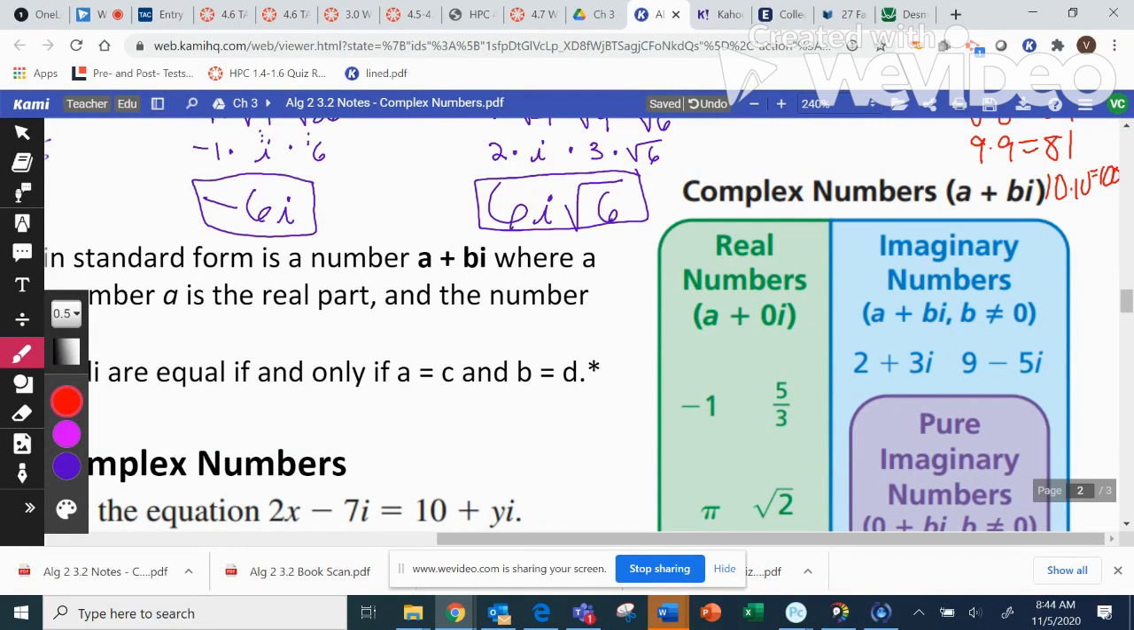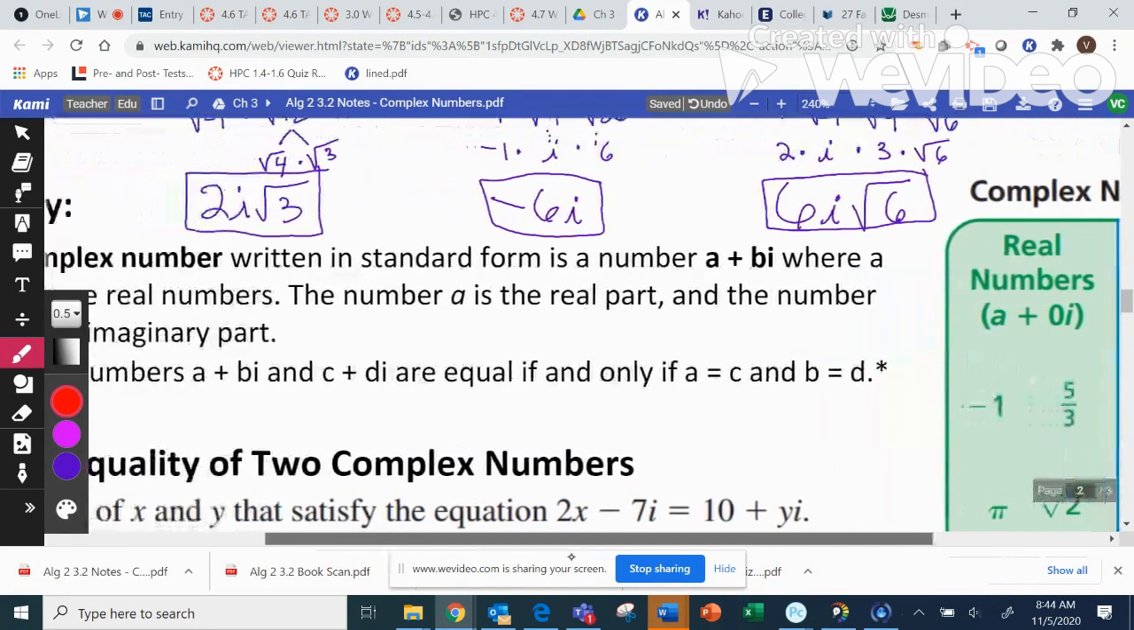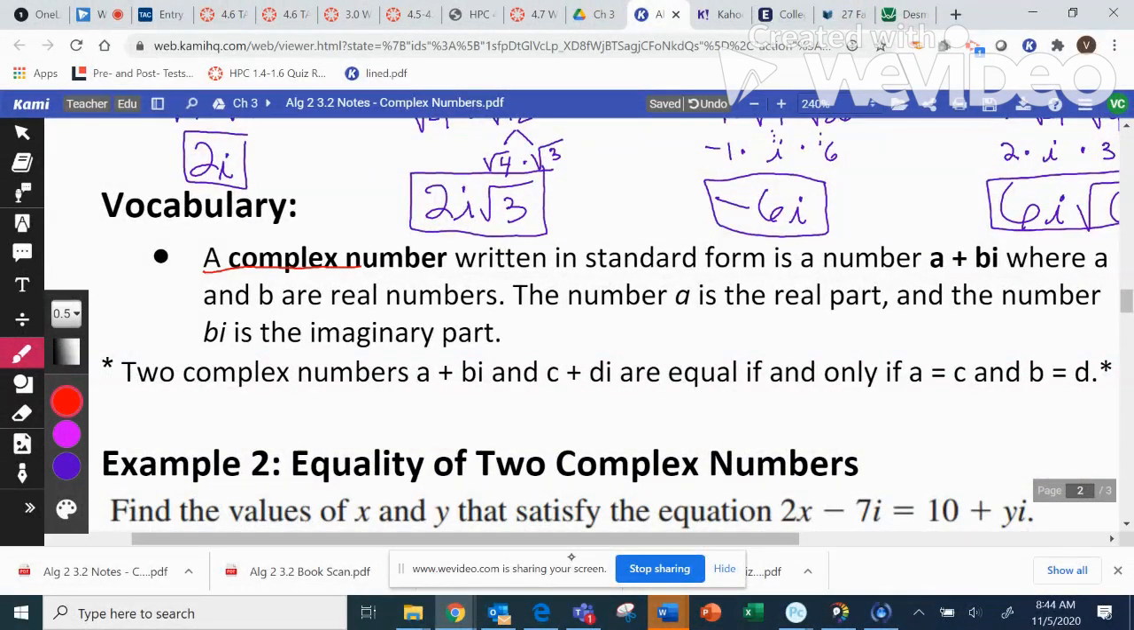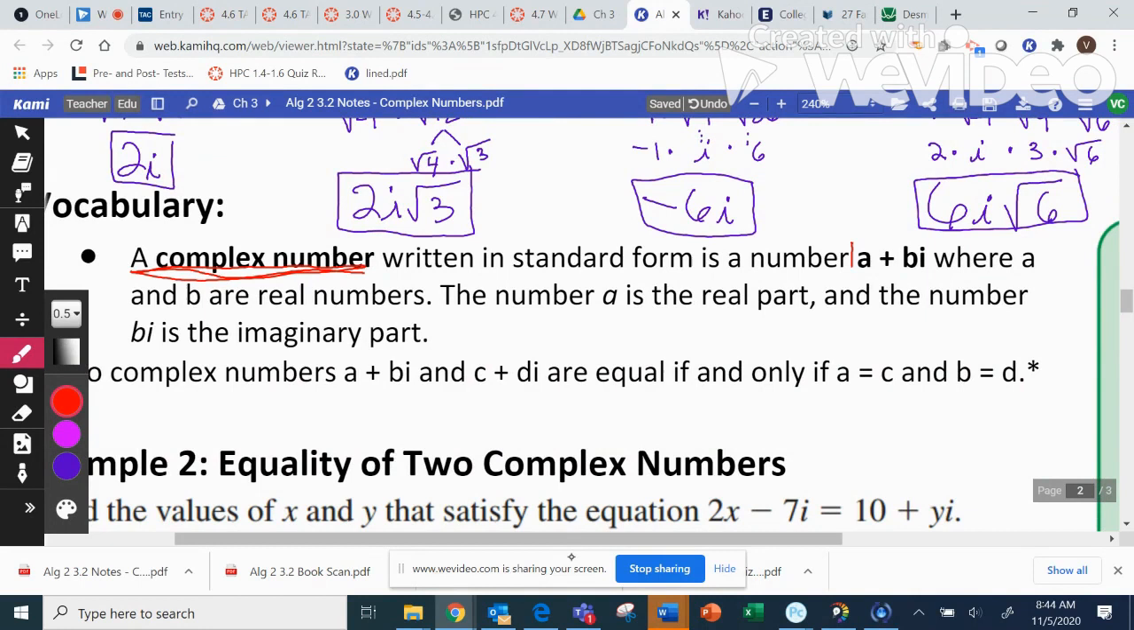All right, the next section that we're looking at is talking about what a complex number is. A complex number we write in standard form: a plus bi. a is the real part, bi is the imaginary part.